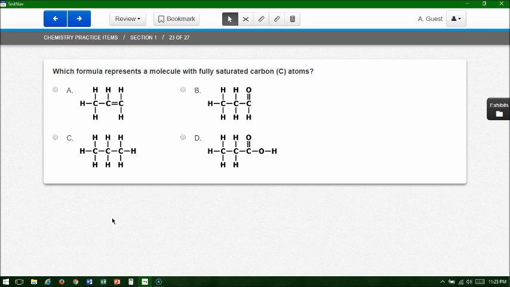Number 23. Which formula represents a molecule with fully saturated carbon atoms? The word saturated as it applies to carbon molecules is that there are only single bonds present. So the correct answer is C. A, B, and D all contain at least one double bond. So as long as there is a double or a triple bond, that's considered unsaturated. But fully saturated means all single bonds.